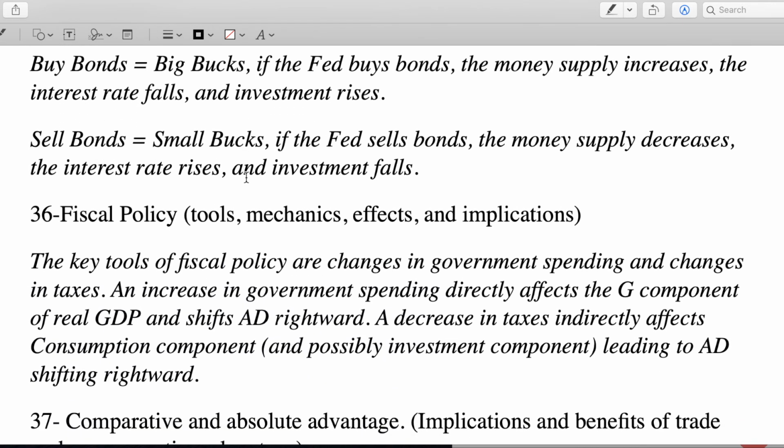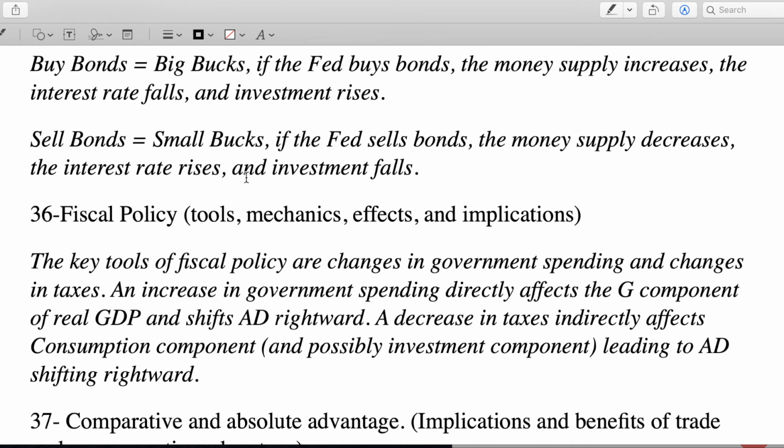So in terms of open market operations, the nice mnemonic device is buy bonds equals bigger bucks. If the Fed buys bonds, the money supply increases, the interest rate falls, and investment rises. Or you could just remember what the Fed did during the Great Recession, which is buy a tremendous amount of actually exotic assets, but they increased the money supply, drove down interest rates to the zero bound, and we expect investment to rise.